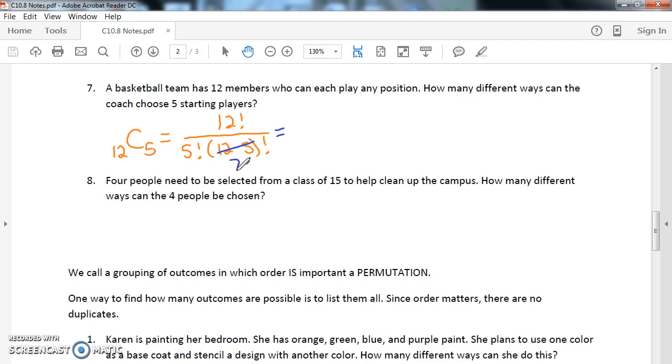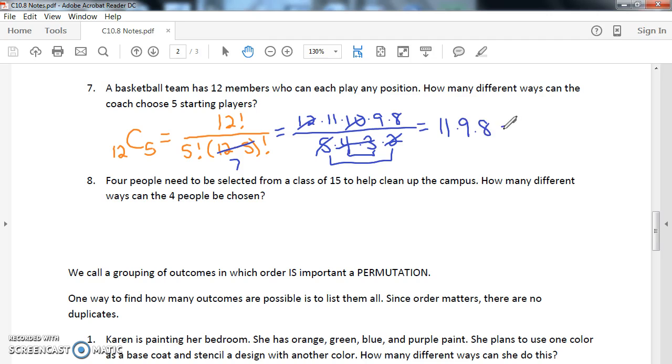And this is 7. So I'm going to stop when I get to 7. I'm going to have 12, 11, 10, 9, 8. And that will be over 5, 4, 3, 2. 5 times 2 is 10. 4 times 3 is 12. So I'm left with 11 times 9 times 8, which is 792. Okay, and I will just give you the answer here on the next one so you can check your work. Should you choose to work this one out yourself, this ends up being 1,365.